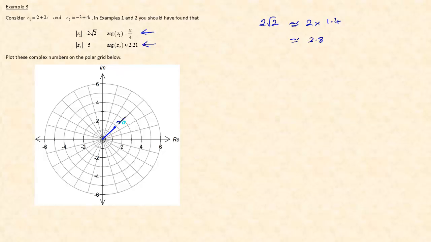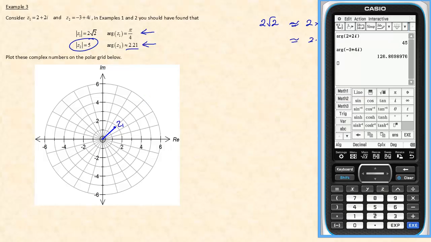So here's Z1. The modulus for Z2 is very easy, so 5, so it's going to be on the 5 circle somewhere. And the argument is 2.21 radians. So 2.21, let's multiply that by 180 and divide by pi, and that gives me 126.7 degrees.